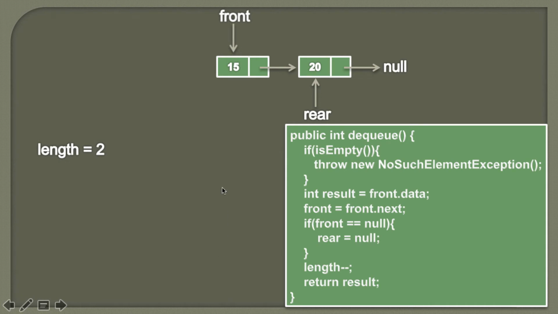So friends, when the dequeue method is executed, the queue has 2 elements and length is 2. Now friends, let's suppose we call the dequeue method once again.